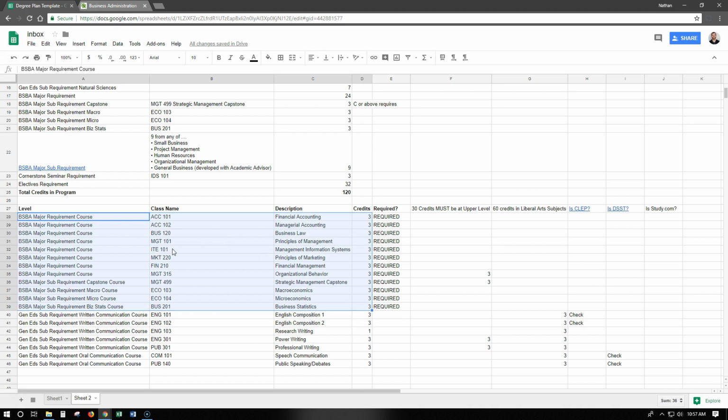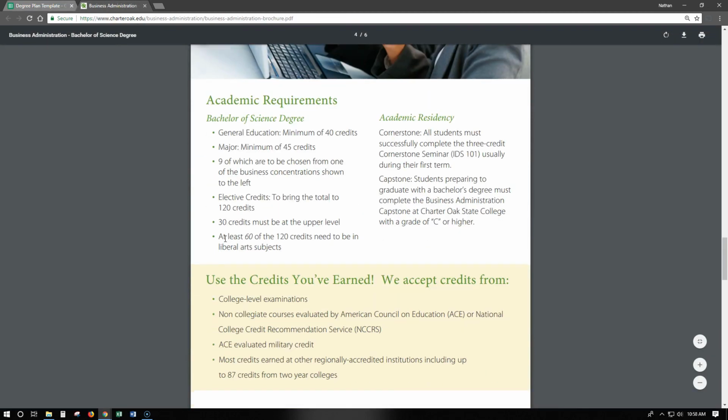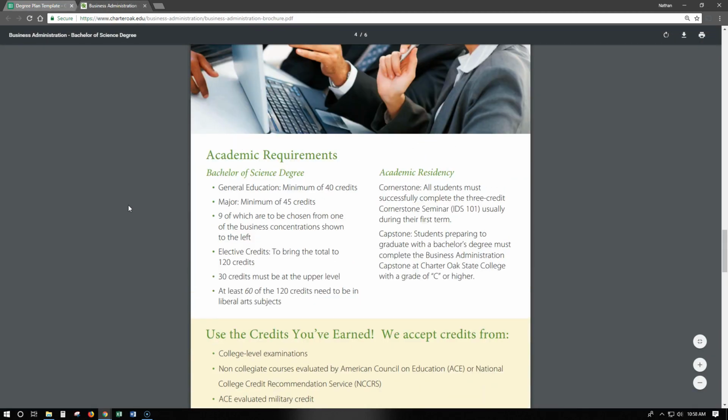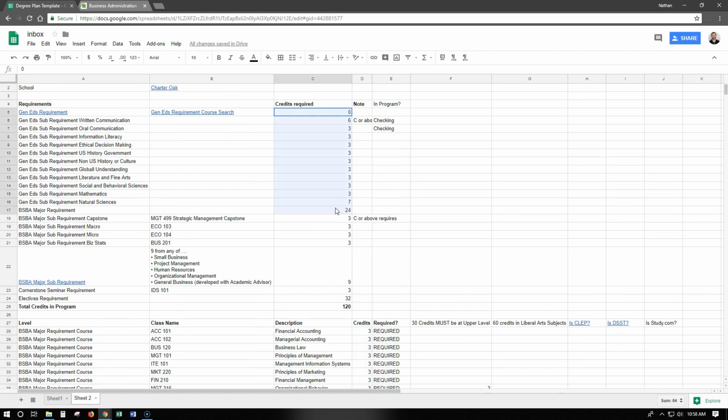So now that we've laid this out, we understand that these are the courses that we need to take just to get started. So this is your 36 credits that they've determined are your BSBA major requirements. And now we need to fill in these other requirements. So you need general education, needs to be a minimum of 40 credits. All right. That's all this. Which means, okay, but where did I get all this from?